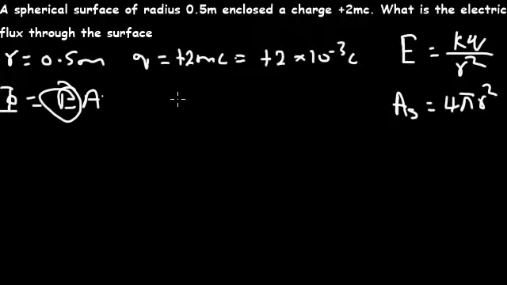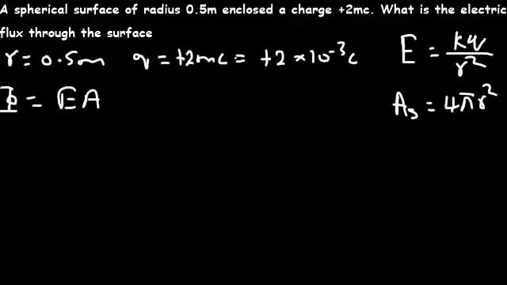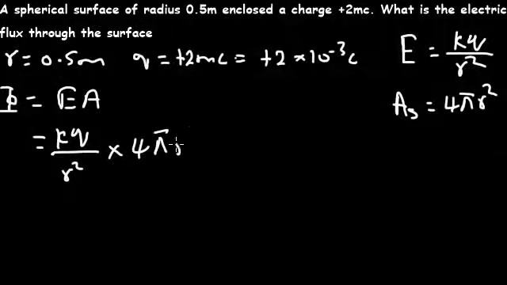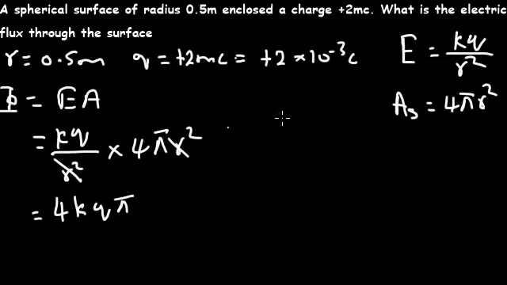So instead of E, let's replace it with this. And instead of A, let's have this fixed in. So therefore, we have KQ divided by r squared, multiplied by 4 pi r squared. Now the r squared can leave for now, and what is left over is KQ. But I said 4KQ, that makes sense? 4KQ pi. Perfect.